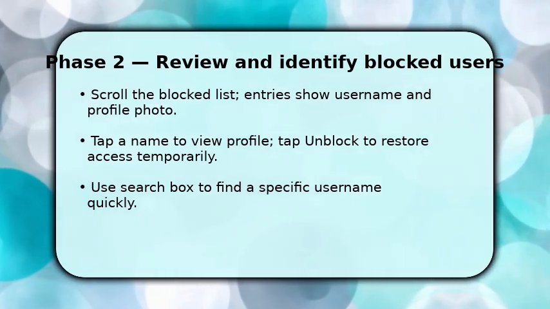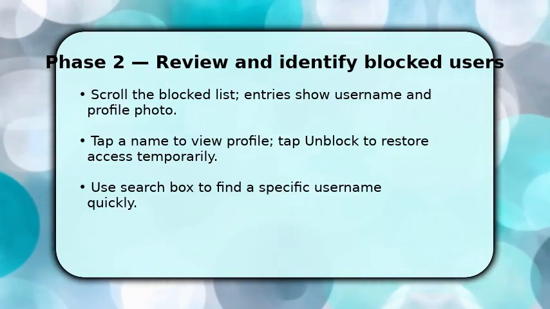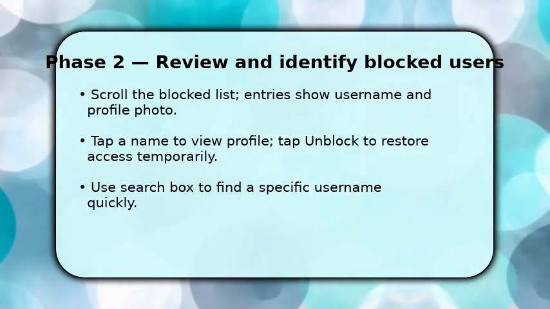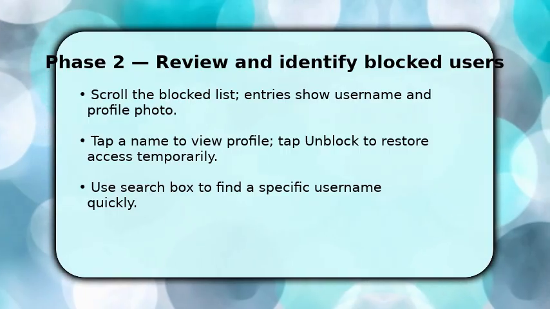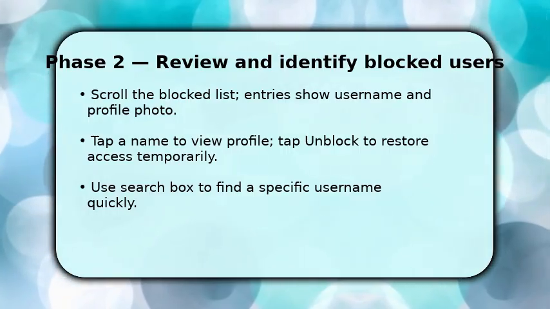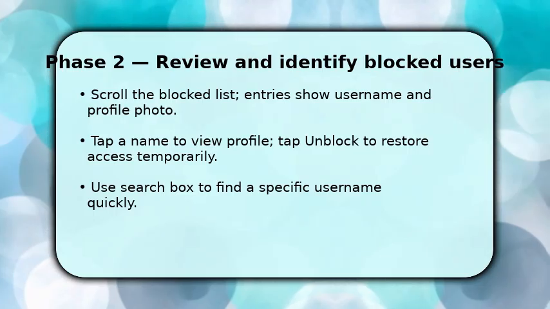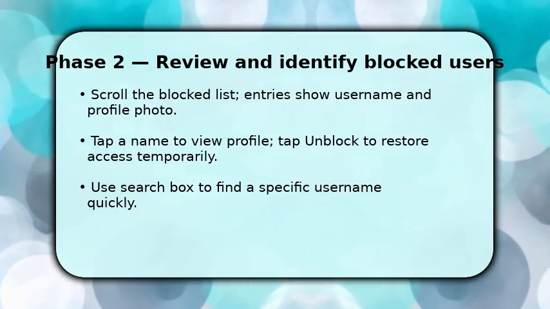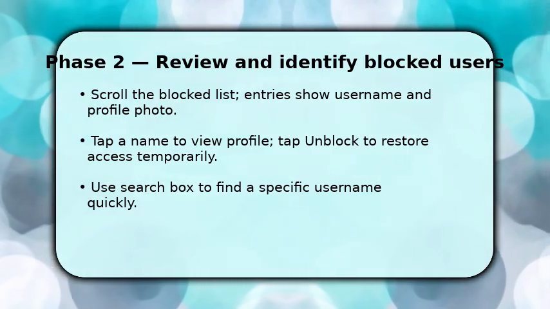To reverse a block, tap Unblock and confirm. This restores following and direct messageability immediately. If the list is long, use the search box at the top to type a username. That saves time versus manual scanning and avoids accidental unblocks.